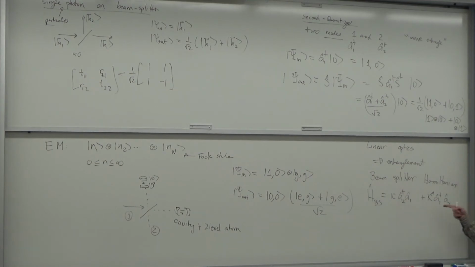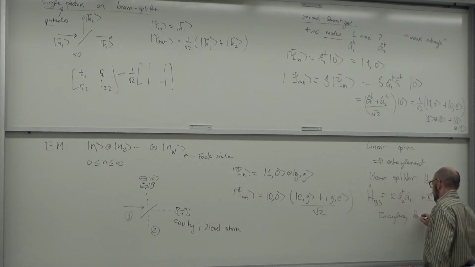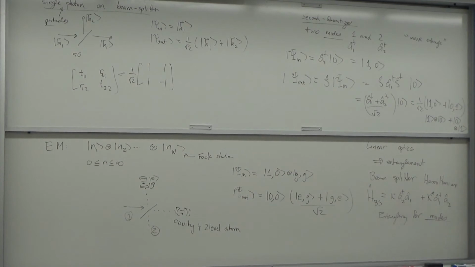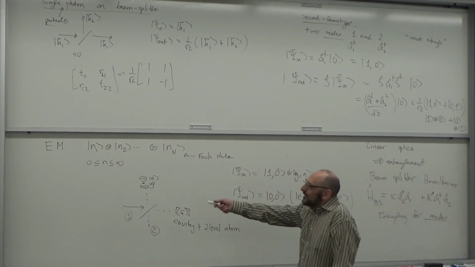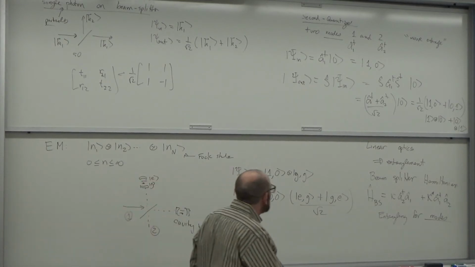Now, notice that this is not separable in mode 1 and mode 2. In some sense, mode 1 and mode 2 are interacting through the beam splitter interaction. So this is an entangling interaction for modes, not for particles. Each particle does its own thing, but the modes become entangled. This is another thing we've long debated in quantum optics. I think we've now come to believe this is true, this is honest.